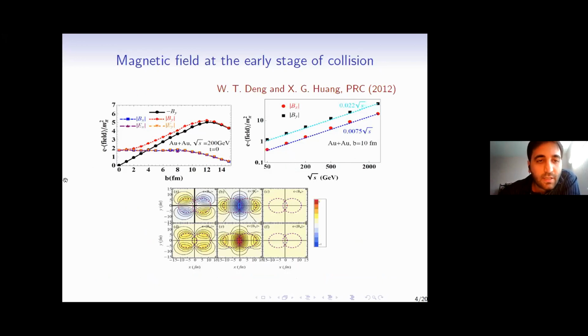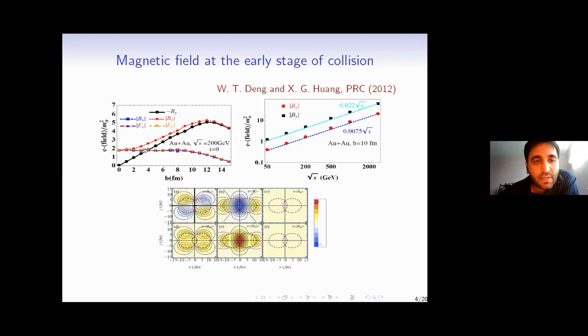As you can see, in the most central collisions, the two colliding nuclei cancel each other's contribution, so the magnetic field is equal to 0, but due to some event-by-event fluctuation, the magnetic field can be generated. The black dots correspond to the event-average magnetic field along the y direction, and the red squares correspond to the event average of the absolute value of the magnetic field in the y direction.